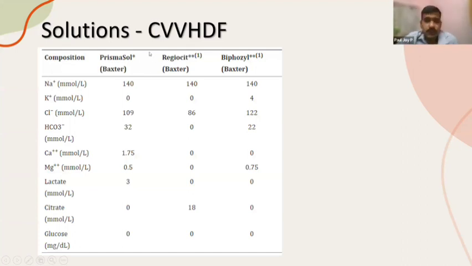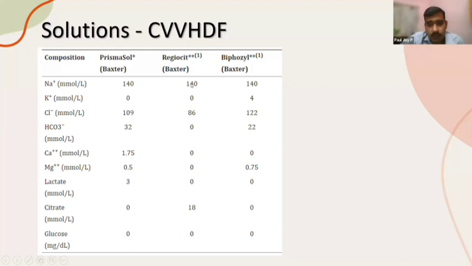Now, the solutions used in CVVHDF. For usual CVVHDF, when heparin is used or no anticoagulation is used, Prismasol solution is used as the replacement and dialysis fluid, and it is similar to plasma, containing calcium, magnesium, and some amount of lactate.